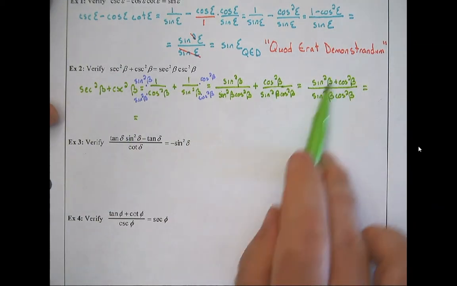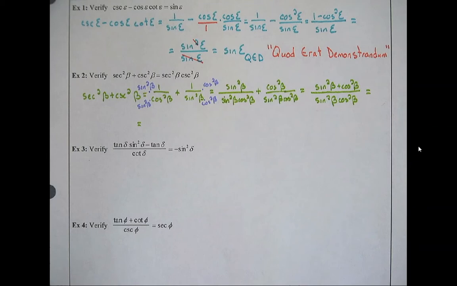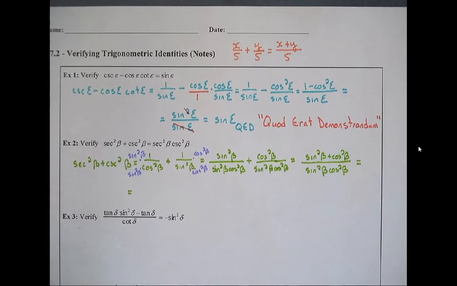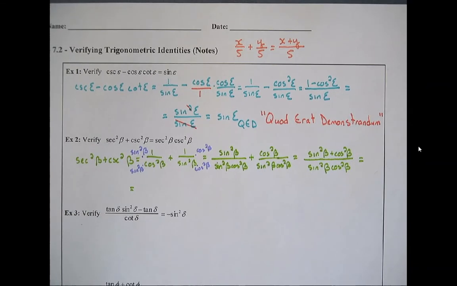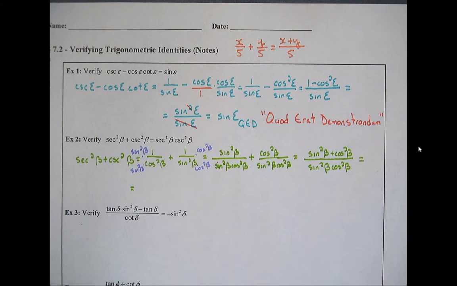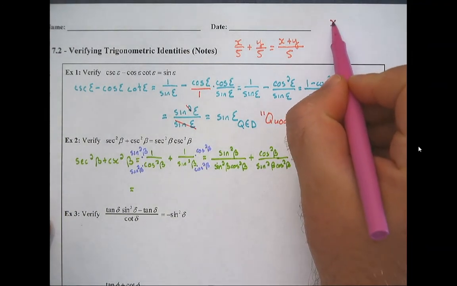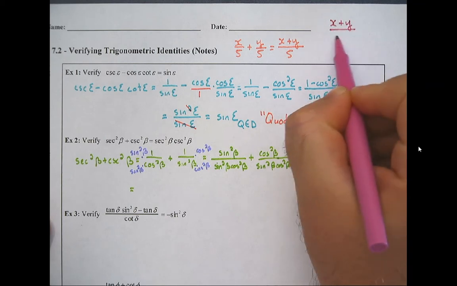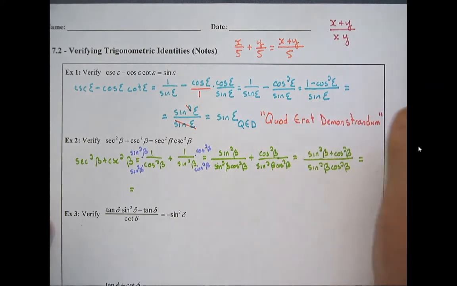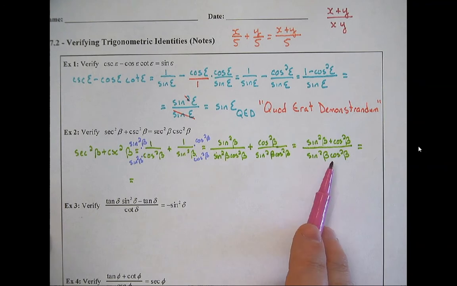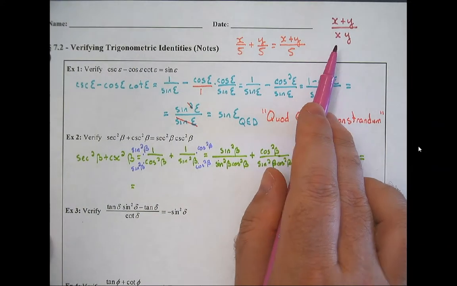Okay, looking at this, it's tempting to see if things cancel here. A lot of kids want to cancel. So let's go up to the margin here, and I want to leave a little reminder on how reducing things works. Let's say that you have x plus y over x times y. Does anything cancel here? Because that's kind of what we have, right? We have sine plus cosine over sine cosine. Does anything cancel here? No.